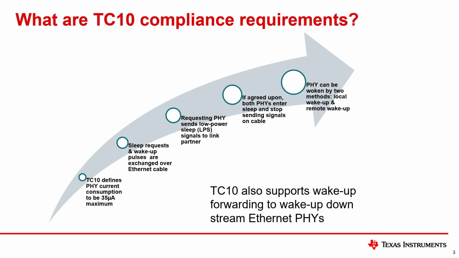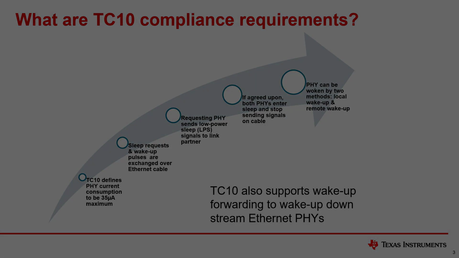These sleep requests will be initiated by the Ethernet MAC using software registers. The requesting PHY will then send a low-power sleep signal to its link partner. If agreed upon, both PHYs enter TC10 sleep and stop sending signals on the cable. The PHY can then be woken up by two methods. The first is a local wake-up, where the Ethernet MAC will drive the wake pin high on the PHY. The next is a remote wake-up, where the wake-up pulses are sent over the twisted pair cable. TC10 also supports wake forwarding to wake up downstream PHYs, and we will demonstrate this in lab.